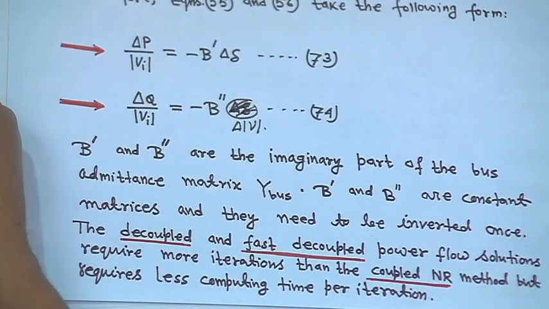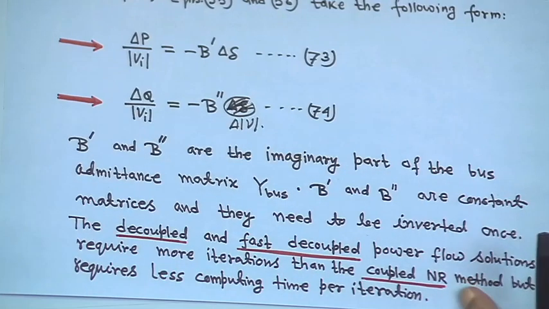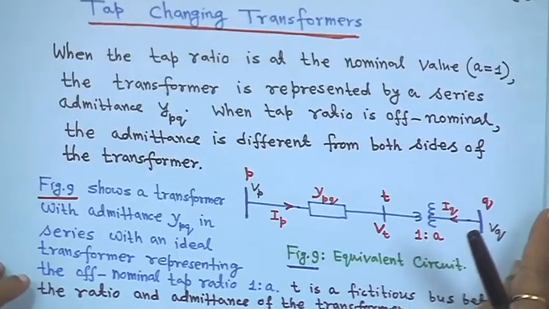Once this is done, next we will come to tap changing transformers, or rather transformer representation in load flow studies, that is the pi equivalent. We have seen a little bit of tap changing transformers before. Now, when the tap ratio is at the nominal value, that is when A is equal to 1, the transformer is represented by a series impedance, or series admittance rather, YPQ. Suppose you have a tap ratio 1, so you are not changing the voltage level. In that case it will be represented by a series admittance, YPQ.